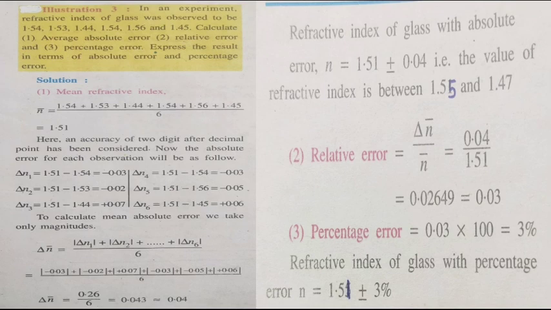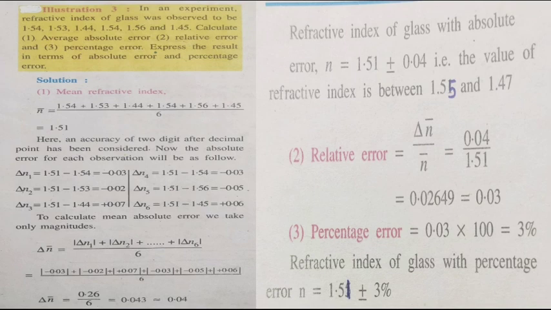So now the absolute error for each observation will be as follows: delta n1, delta n2 up to delta n6. So delta n1 is equal to 1.51 minus 1.54 is equal to minus 0.03. Delta n2, 1.51 minus 1.53 is equal to minus 0.02. Same way we get delta n3 plus 0.07, delta n4 minus 0.03, delta n5 minus 0.05, delta n6 plus 0.06. So this is the absolute error.